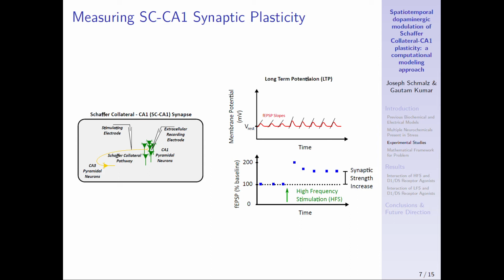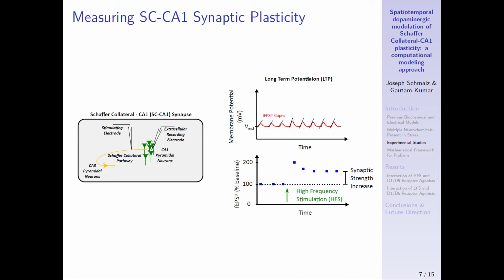Then a small electrical pulse is applied to the Schaffer collateral axon through the stimulating electrode. This induces a small field excitatory postsynaptic potential, abbreviated as FEPSP, that is measured by the recording electrode. Small electrical pulses are continually applied at regular intervals throughout the experiment that this recording electrode then measures. An example of this recording is shown in the figure on the top right.